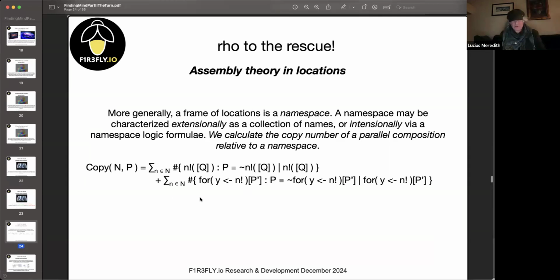We can do it more generally for GSLTs, but now we have a notion of copy number. And I want to point out that you should think about this calculation in terms of differential geometry. This is a manifold, and this is a chart that you lay over the manifold.